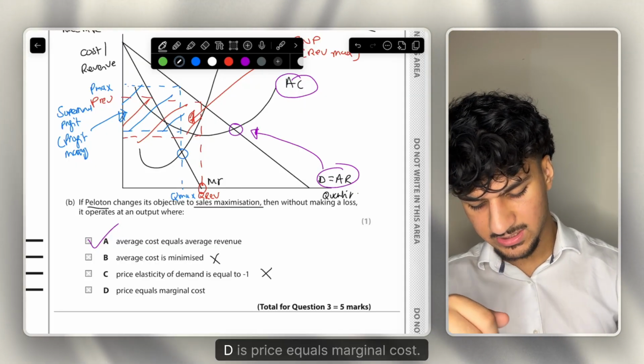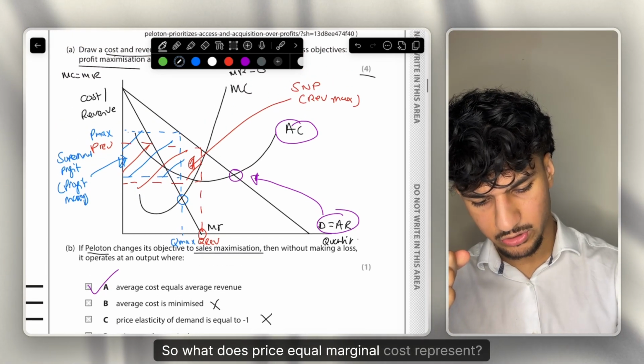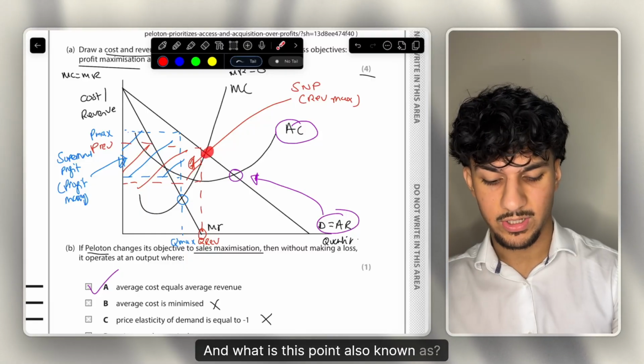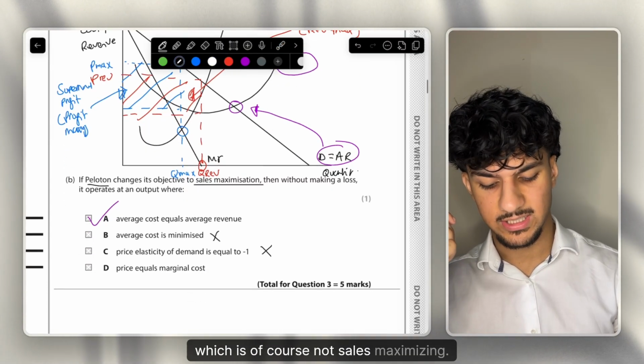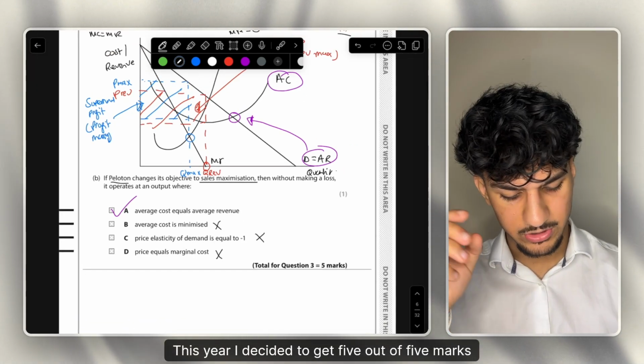And then D is price equals marginal cost. So what does price equals marginal cost represent? That represents this point here. And what is this point also known as? That is of course known as allocative efficiency, which is of course not sales maximizing, therefore would not be D. That's how to get 5 out of 5 marks on question 3.